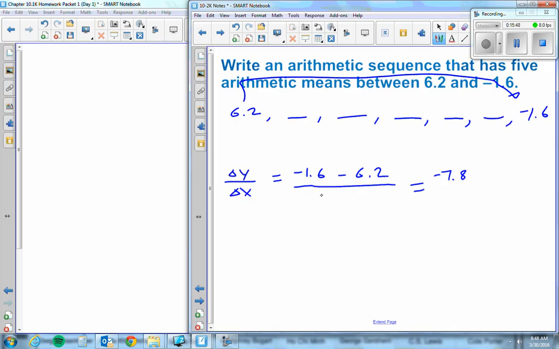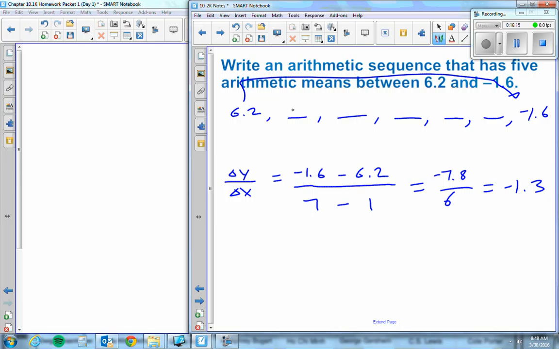And then what goes here? Delta x. Which term is this, by the way? Count it out. Yeah, 1, 2, 3, 4, 5, 6, 7. And this is the first term. So that was 6 jumps, yes? And if you do the division, that works out to negative 1.3. Which means we're decreasing by 1.3 every time.